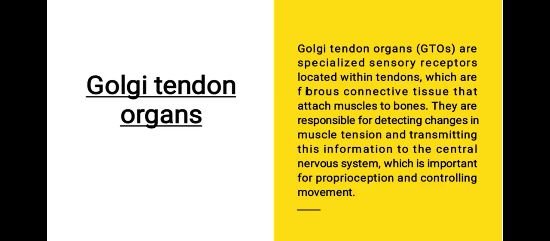Golgi tendon organs are specialized sensory receptors located within tendons, which are fibrous connective tissue that attach muscles to bones. They are responsible for detecting changes in muscle tension and transmitting this information to the central nervous system, which is important for proprioception and controlling movement.